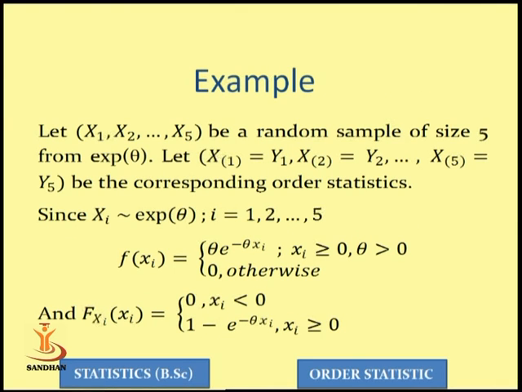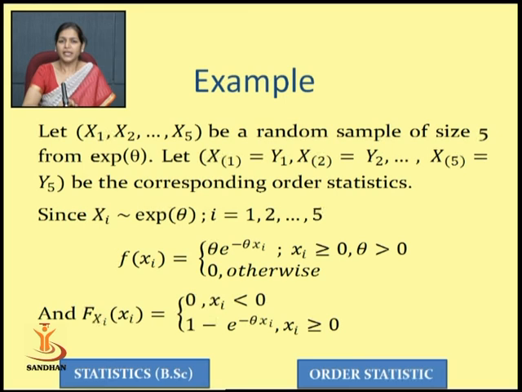Now we take up an example based on whatever we have discussed here. Suppose we take data from the exponential distribution. Let us say we have a random sample of size 5 from the exponential distribution. Now x1, x2 up to x5 are basically our 5 random variables. They can be in any order. So let us first arrange them in order.